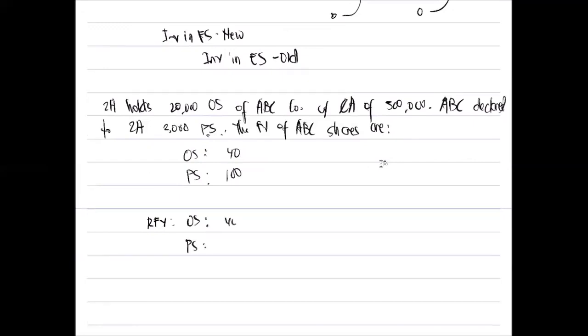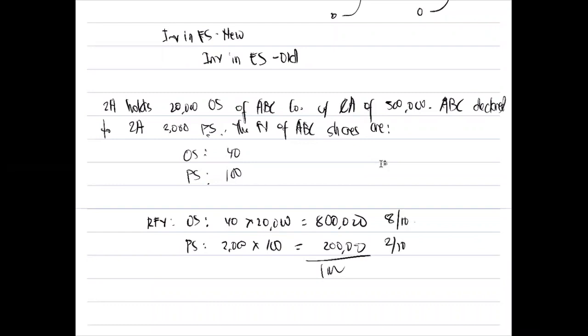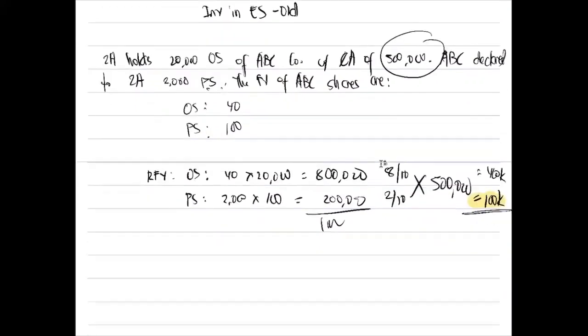For OS, you have 40 pesos per share multiplied by 20,000. This will give us 800,000. For PS, we have 2,000 shares multiplied by 100. We have 200,000. So the total relative fair value is 1 million. This is 8 over 10 and 2 over 10. And then we allocate the whole carrying amount based on the relative fair value. What is allocated to OS? 400,000. To PS, 100,000. So based on the allocated fair value of the PS, we need to remove that from the amount of our OS.